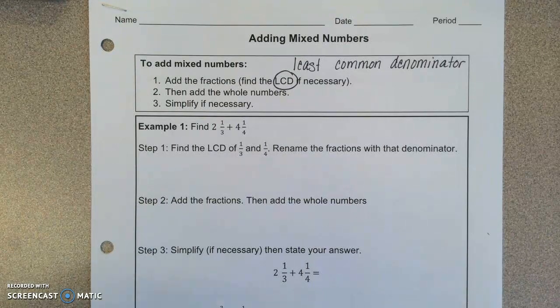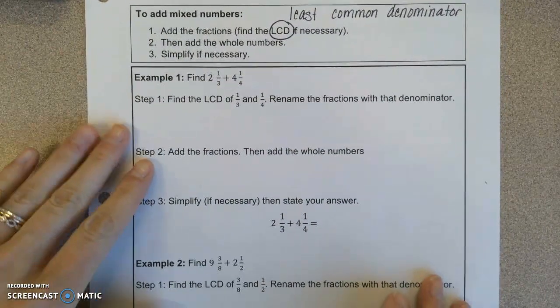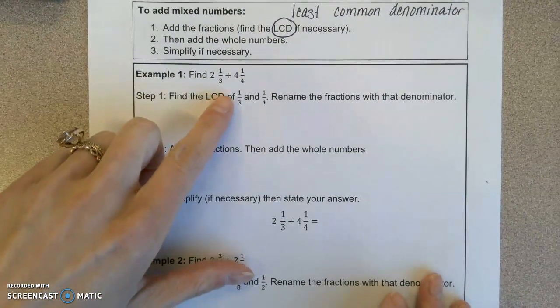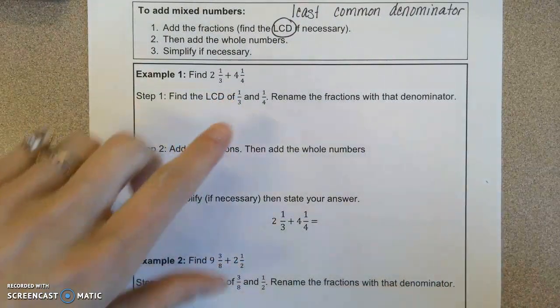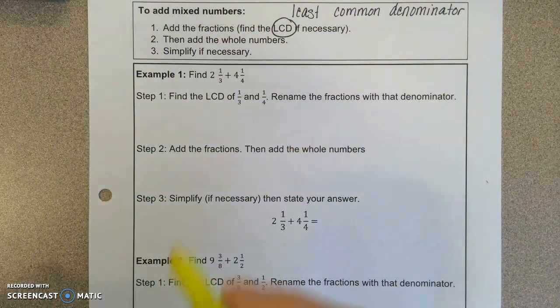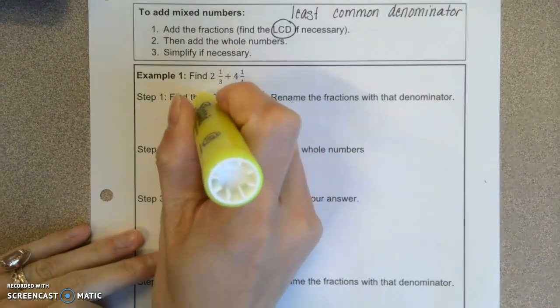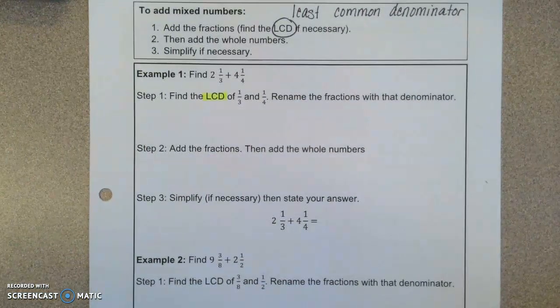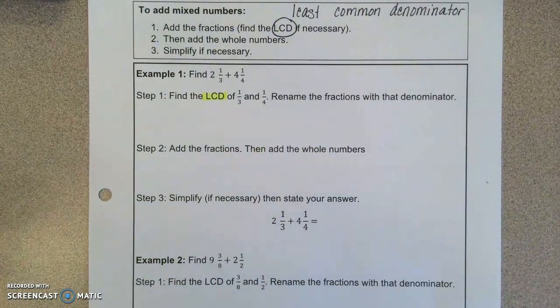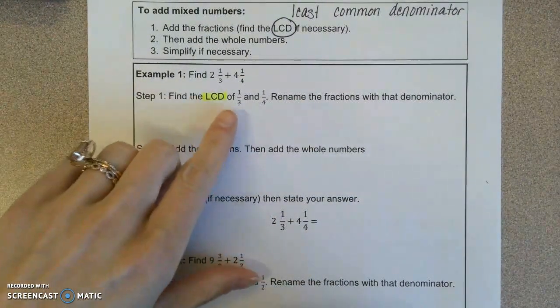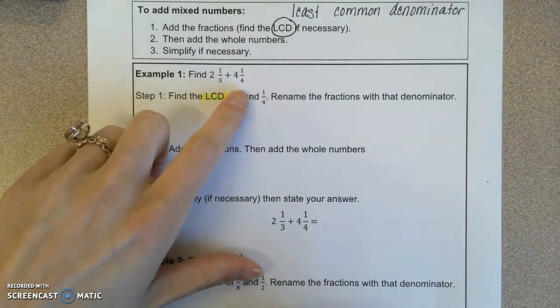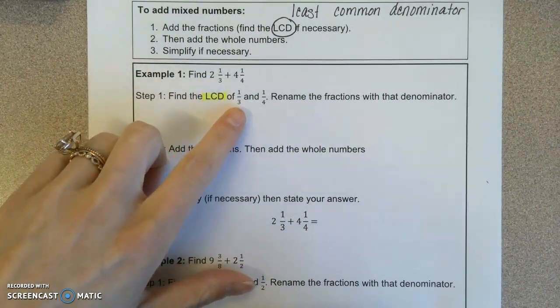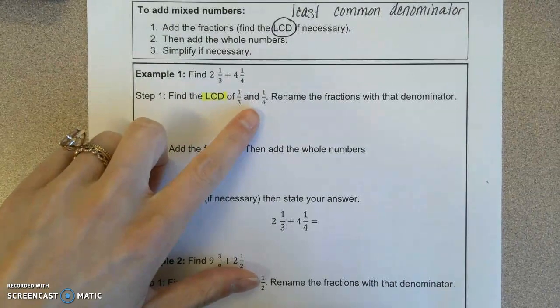So we're going to go ahead and work through a few examples together. The first one, we're going to find 2 1/3 plus 4 1/4. So step one is finding the LCD, or least common multiple of the denominators, and then come up with our equivalent fractions with that denominator. So we have 1/3 and 1/4. That's what we got from up here, 1/3 and 1/4. So our LCM of 3 and 4 would be 12.